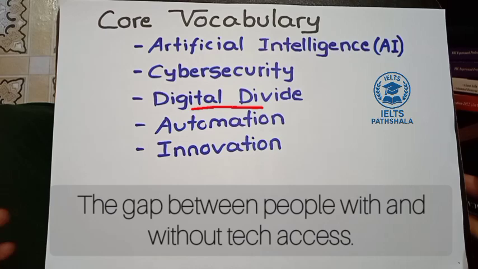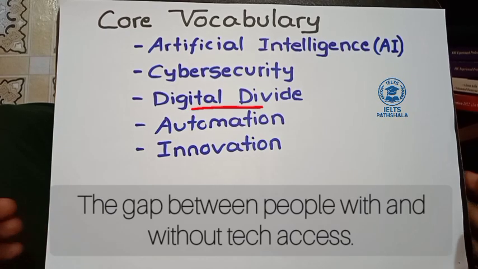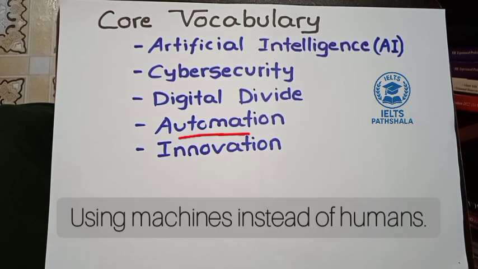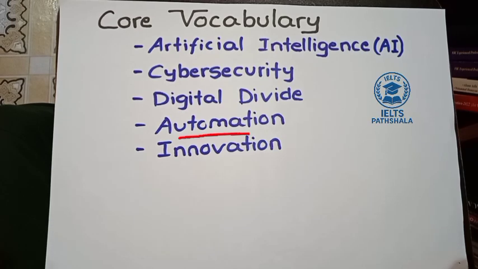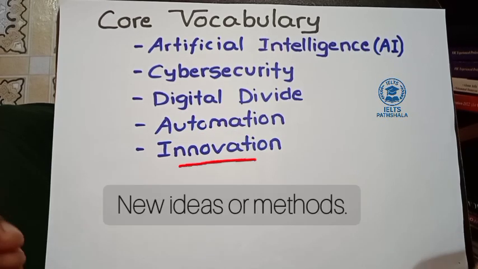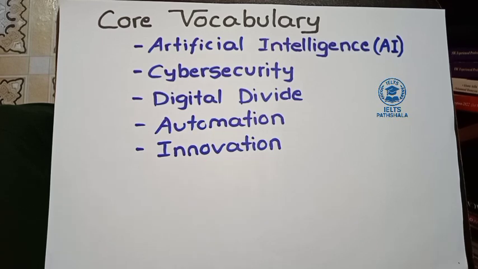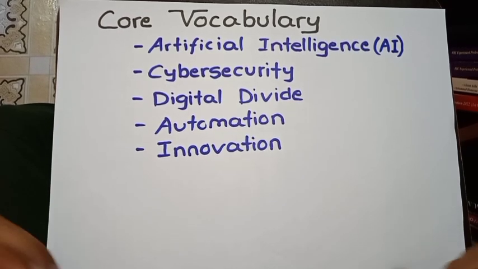Digital divide, the gap between people with and without tech access. Example, rural areas suffer from the digital divide. Automation, using machines instead of humans. Example, automation reduces factory jobs but boosts efficiency. Innovation, new ideas or methods. Example, tech innovation drives economic growth. These words are essential for IELTS essays.